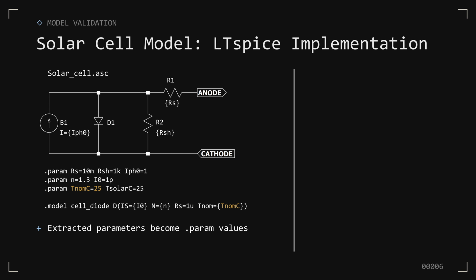Tnom is the nominal temperature of the diode, and in order for the cardinal point results to match the Python model, set it to the same value that extraction was performed at. This is actually one of 3 temperature settings in LTspice, and we'll talk about them in a sec.